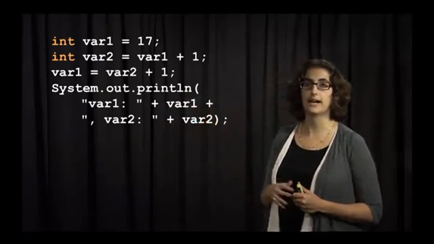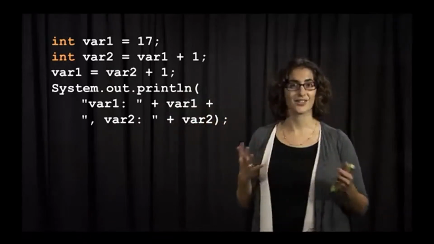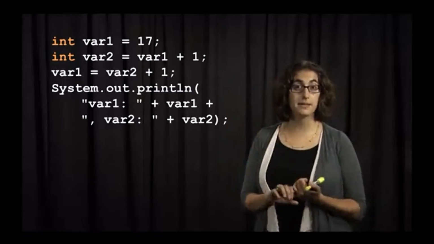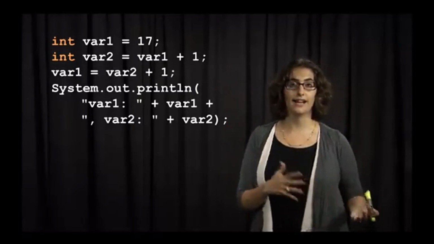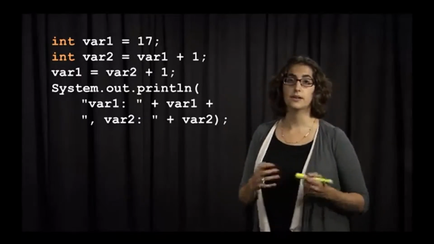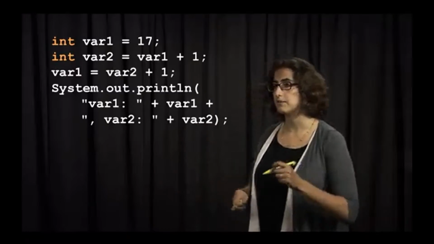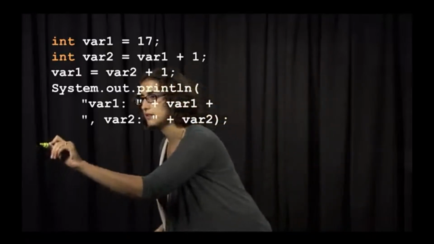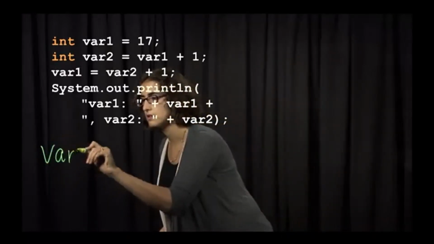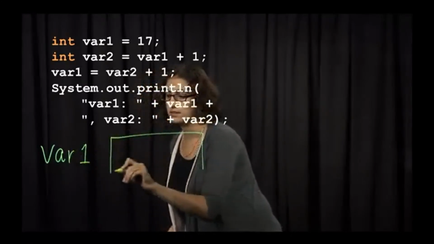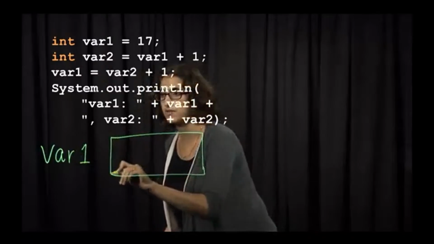So let's think about what happens in the first line of code. First things first. In this first line of code, we both have a variable being declared and then a value being assigned to that variable. So in our memory model, whenever we have a new variable, we want to denote that by writing the name of that variable and then drawing a box where we'll record the value of the variable.